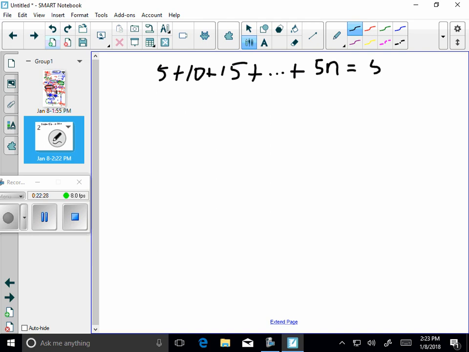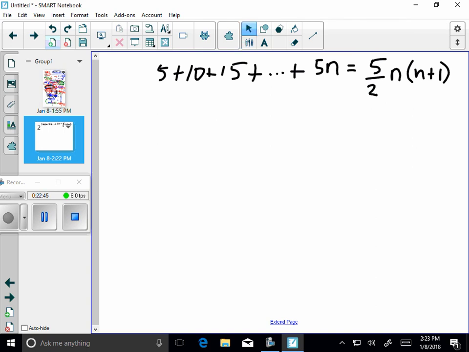All right, this is what it actually comes out to. It reminds me a little bit of that series thing where you take how many you had, and then you divide by 2, and then you do the first and the last. Anyway, here is the formula. We have to prove that that's actually true. Okay, who knows step 1?